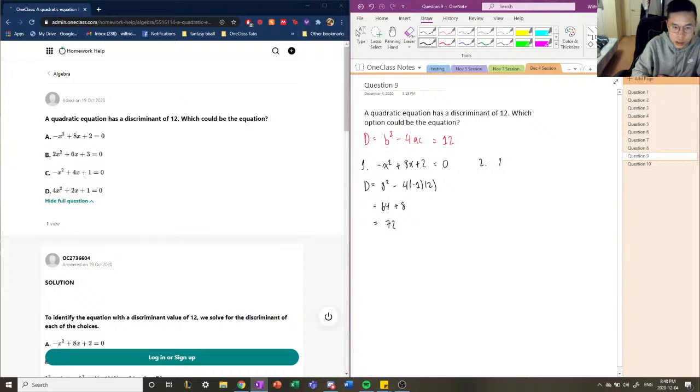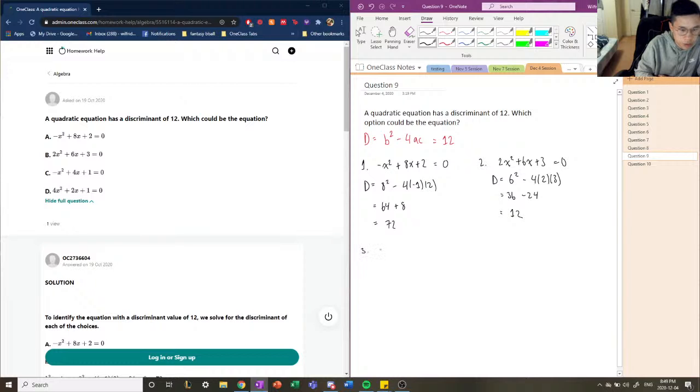What about number 2? So 2x squared plus 6x plus 3 equals 0. A, B, and C: A is equal to 2, B is equal to 6, C is equal to 3. So that's going to be 6 squared minus 4 times 2 times 3, which equals 36 minus 8 times 3, 24, which is equal to 12. Okay.